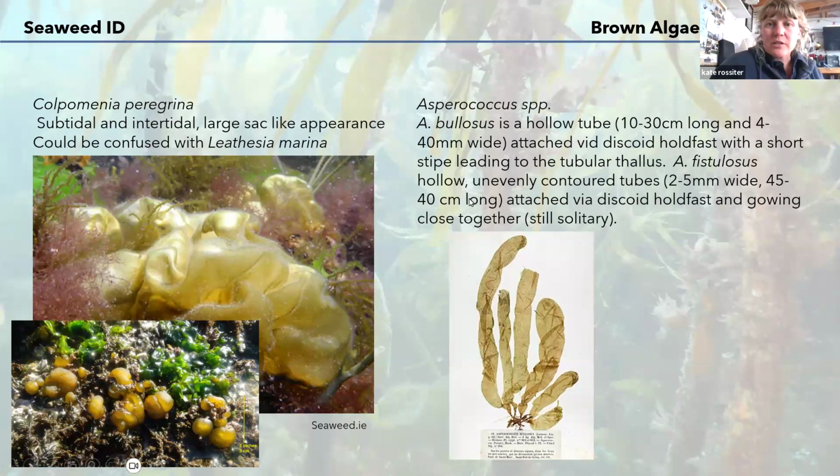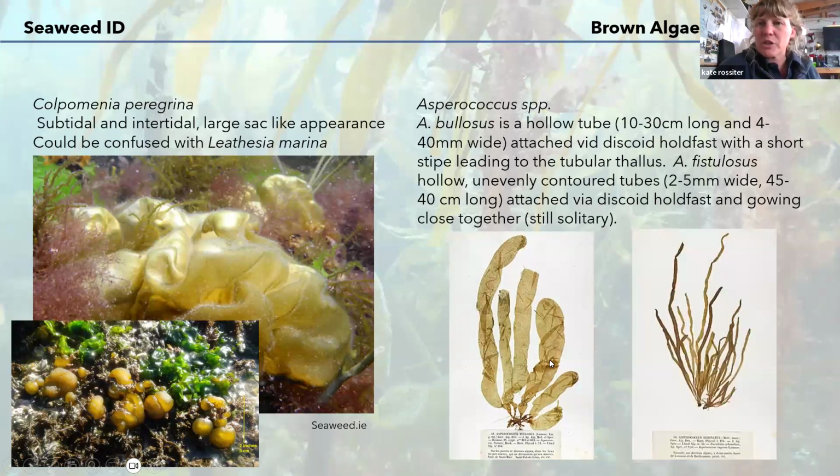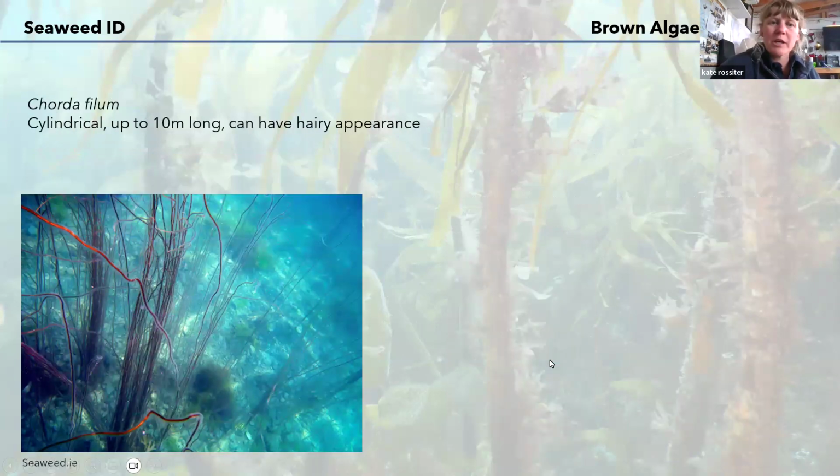We also have sausage weed, so Asperococcus species. Bullosa species is a hollow tube. It's going to be your bigger sausage weed, and Fistulosa is going to be your thinner sausage weed. Chordaria flagelliformis is a very common brown alga, so it's cylindrical, can be 10 meters long.